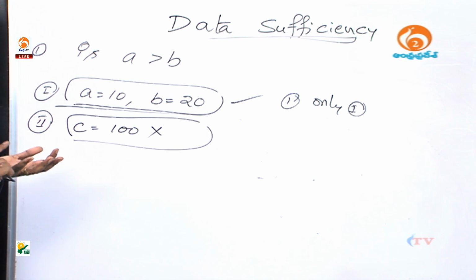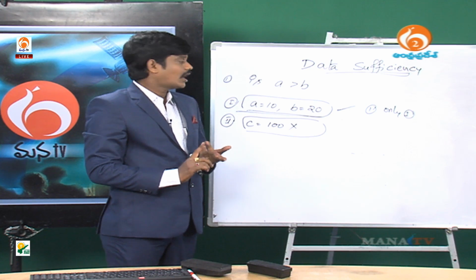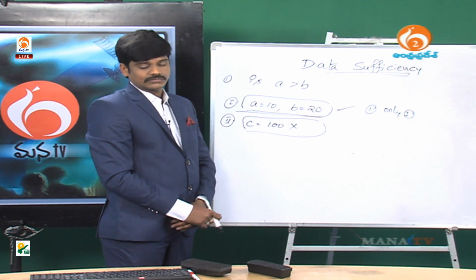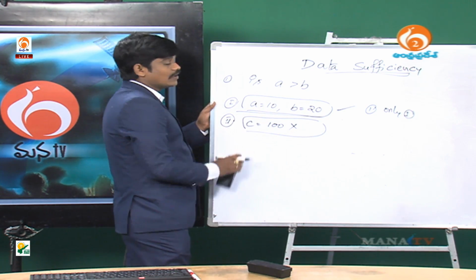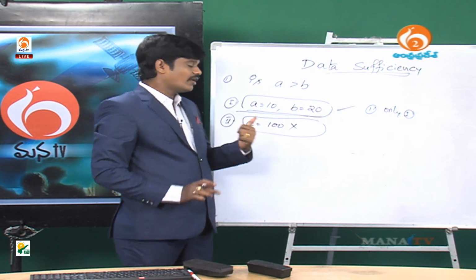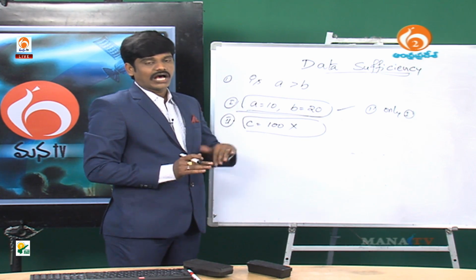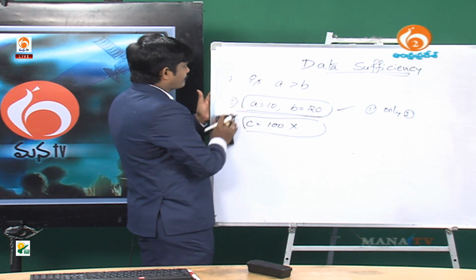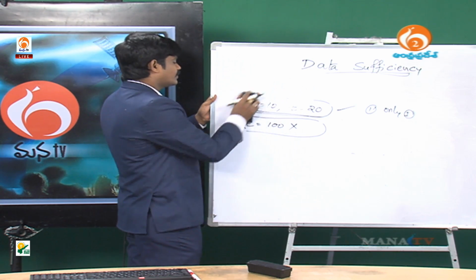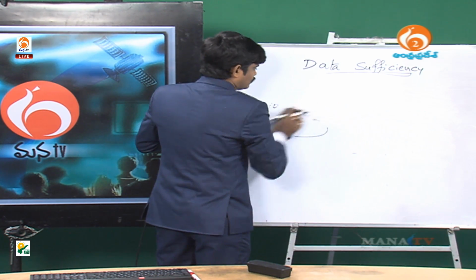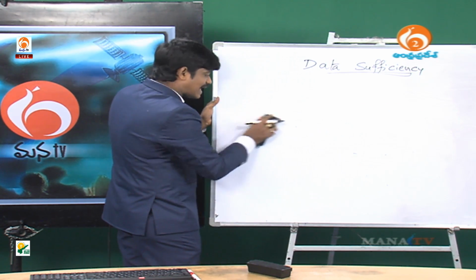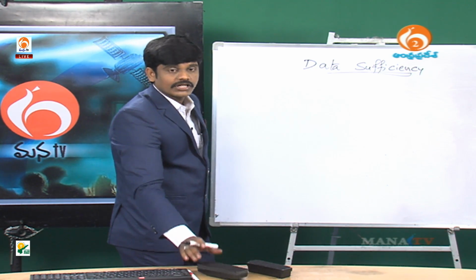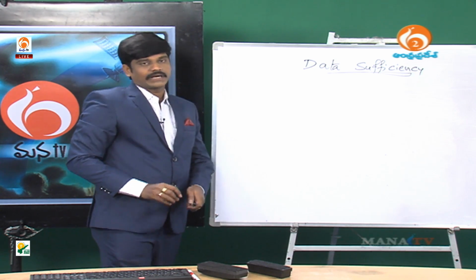So already we saw the first condition, or both, or neither, or either nor. In the last question, either or. These are the 5 different conditions: either one, or either two, or both, or neither, or either nor. This is about data sufficiency. This is important for Infosys. This topic is important for Infosys, and data interpretation is also important for the Infosys pattern.